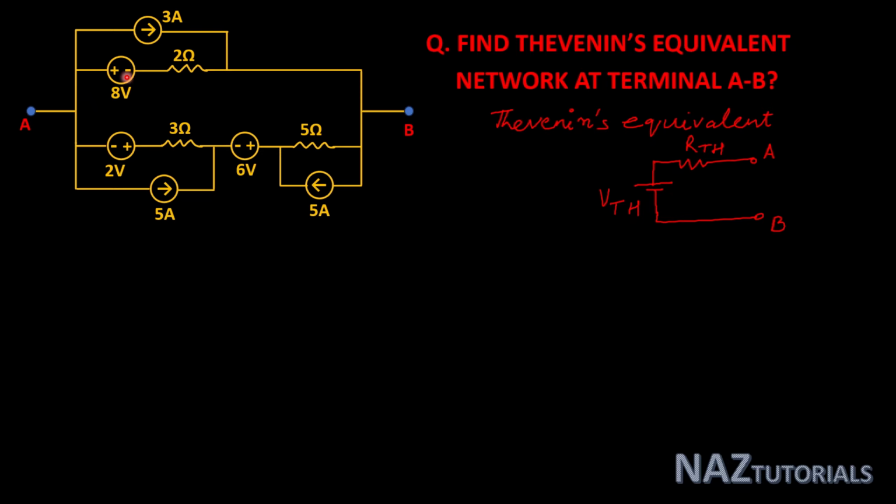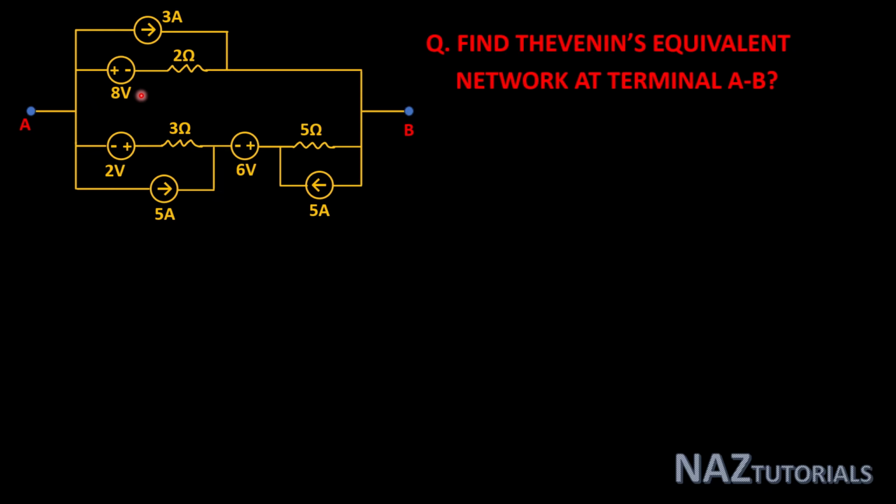In this particular network, we can see there are many sources, that are voltage sources and current sources. Here we can equalize this particular network by using source transformation. If we use source transformation, then without any calculations, we can derive the equivalent of this particular network. Let's see.